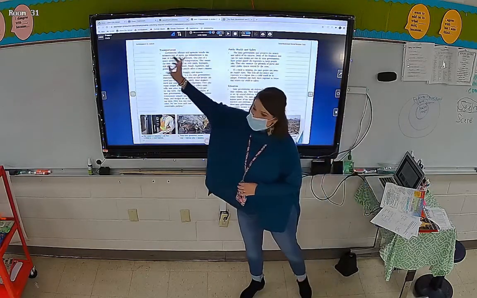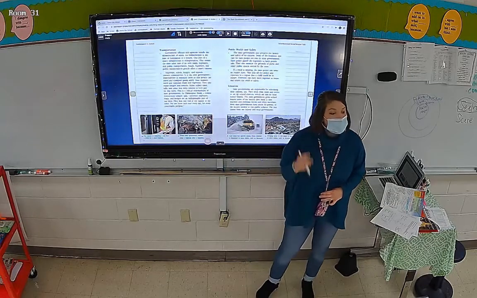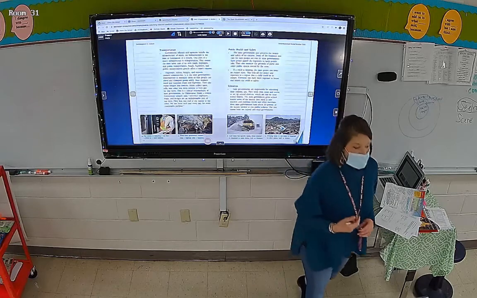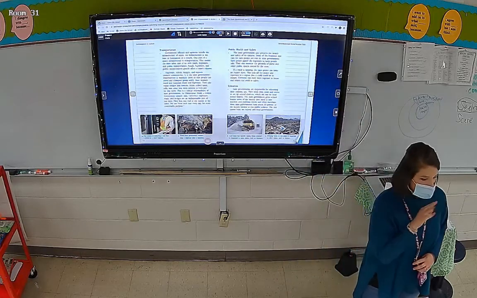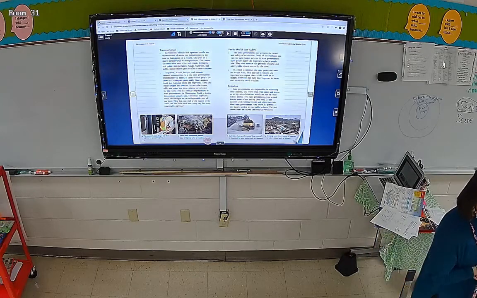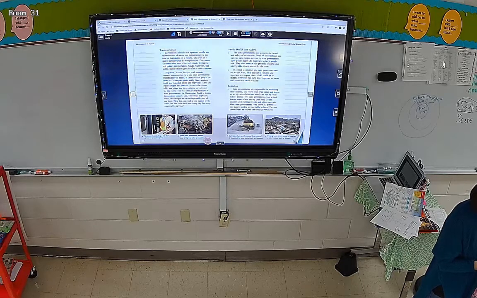When I say, how does the state government help with transportation, what does transportation mean? Before we read, what do you think transportation is? Transportation, it's like you order something from a store and you've got to go pick it up. Unless you were in quarantine, they had to bring it to you. I love that, unless you're in quarantine.